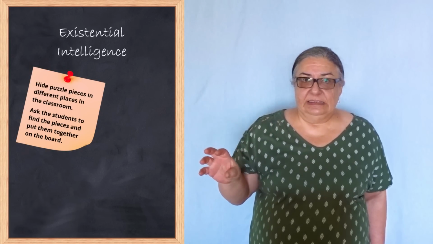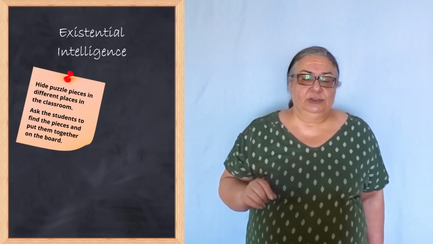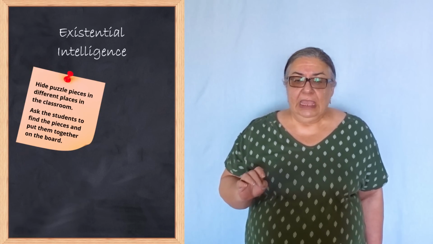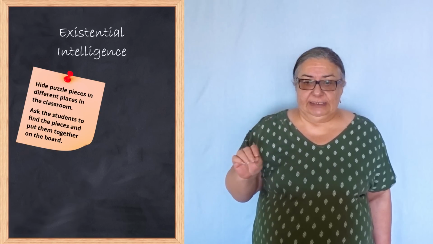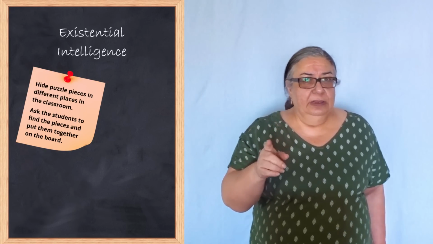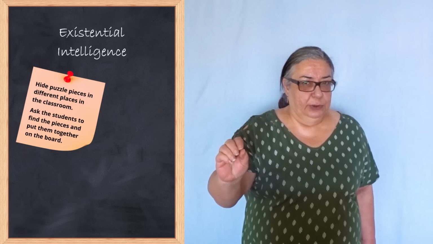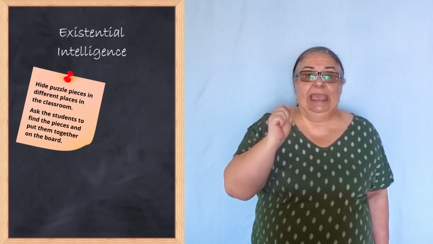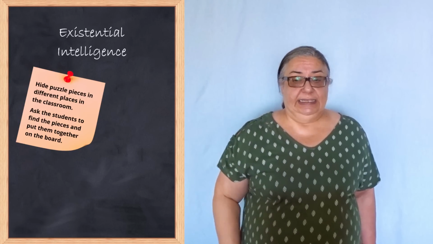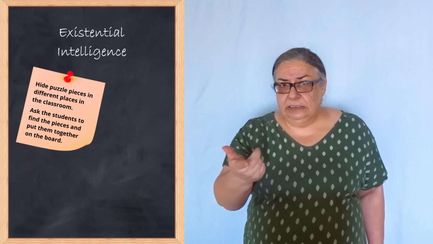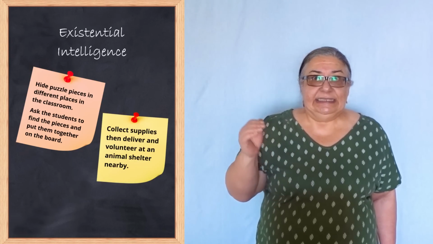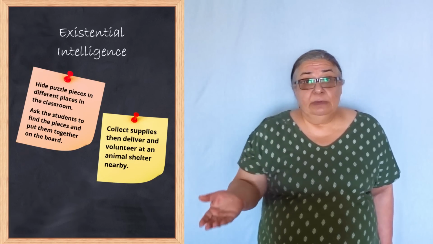Hide puzzle pieces in different places in the classroom. Make sure that the puzzle is age appropriate. Ask the students to find the puzzle pieces and put them together on the board. Remember, you need some tack by the board so that students can paste the pieces that they have found. They can always reorganize the pieces, but they need to start pasting them. Another suggestion can be to collect supplies, then deliver them and volunteer at an animal shelter nearby.